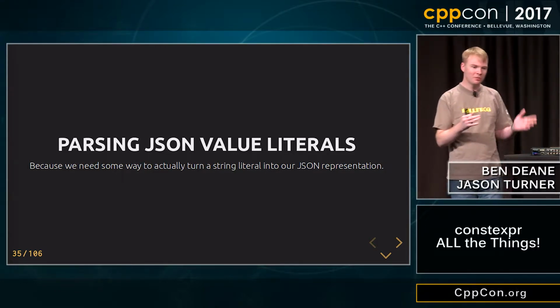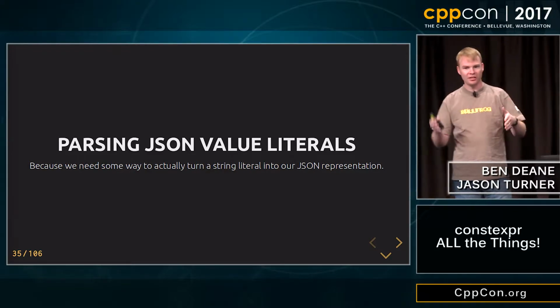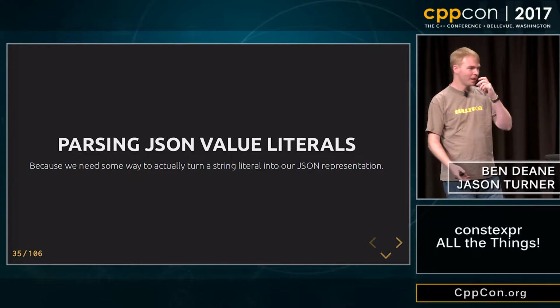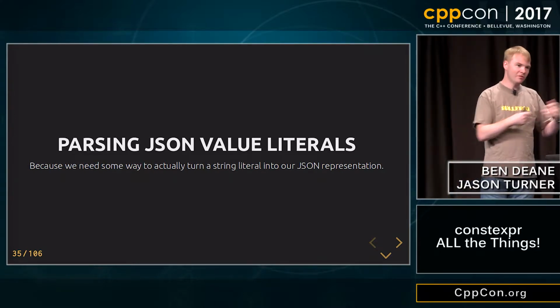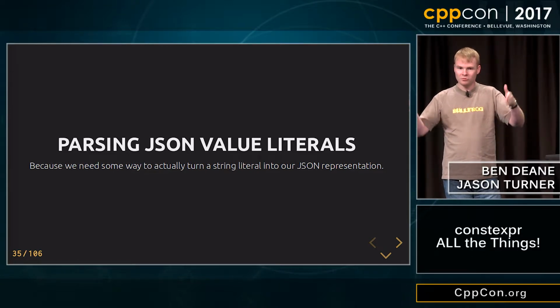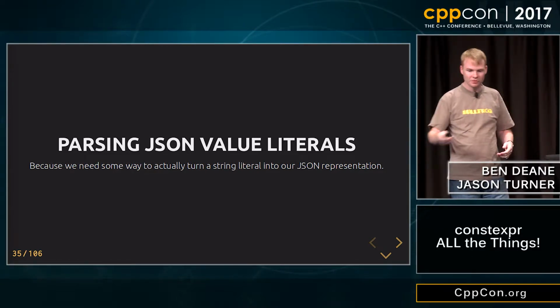So Jason just talked about how we actually represent JSON values, right? So we've got some idea of how to do that with a recursive template. So the half that fell to me was how do we parse these things? How do we turn string view literals into JSON values?